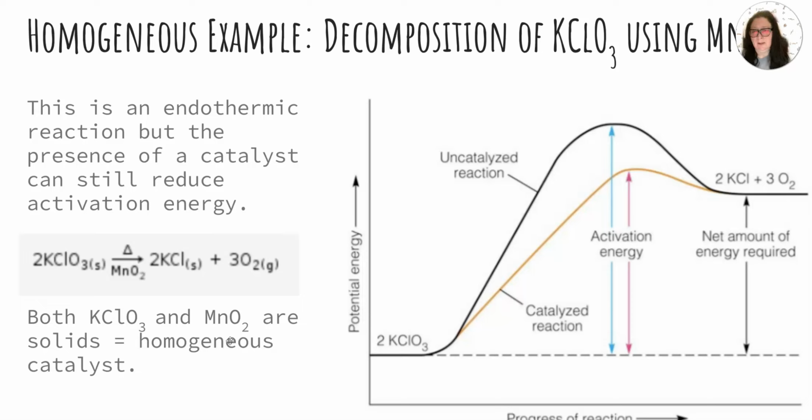So an example of a homogeneous catalyst is, let's say we have the decomposition of KClO3 and the catalyst is MnO2. All right, so this overall reaction is endothermic. Why? Because my products are higher in energy than my reactants.